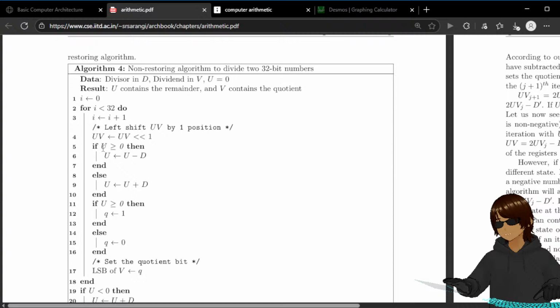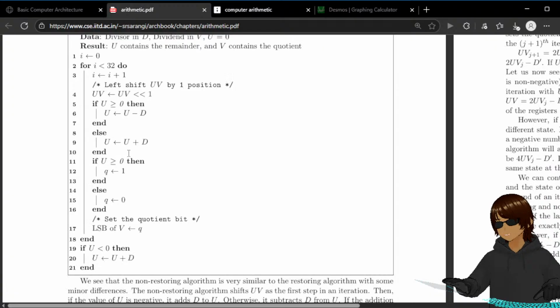If u is more than or equal to 0, then we subtract. Else we add. If u is still more than or equal to 0, then we set the LSB of v to 1, right? So we are undoing the subtraction in the next iteration.